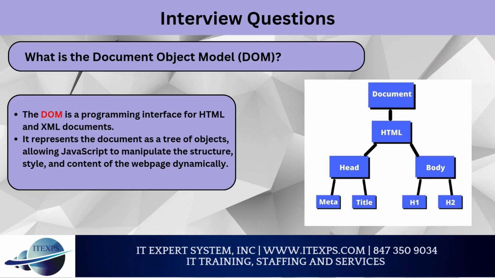What is the document object model? The DOM is a programming interface for HTML and XML documents. It represents the document as a tree of objects, allowing JavaScript to manipulate the structure, style, and content of the web page dynamically.